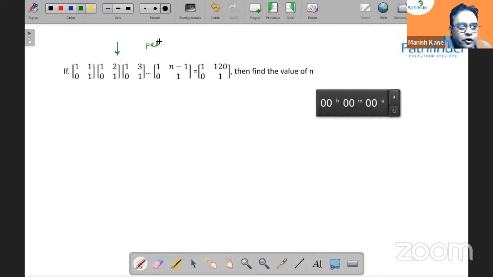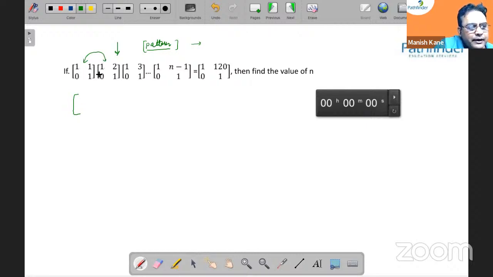Whether you're dealing in matrices, whether you're dealing in number theory, whether you're dealing in permutation combination, if there are too many repetitive operations in one question, it means the examiner wants you to find a pattern. Please remember this. So is there a pattern? Let me first multiply the first two terms and see what happens.